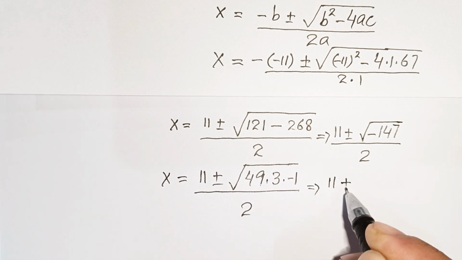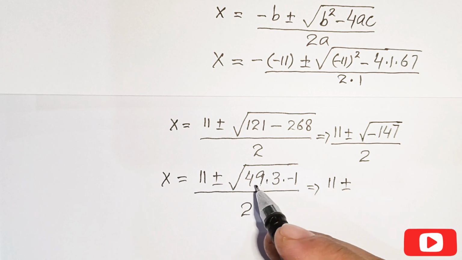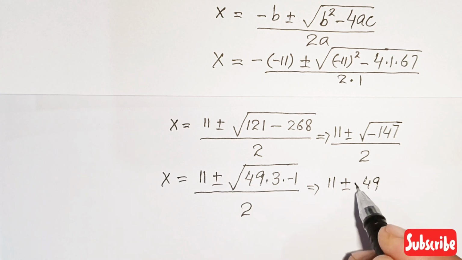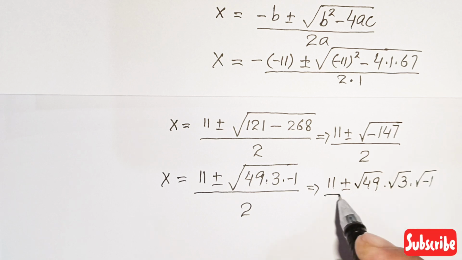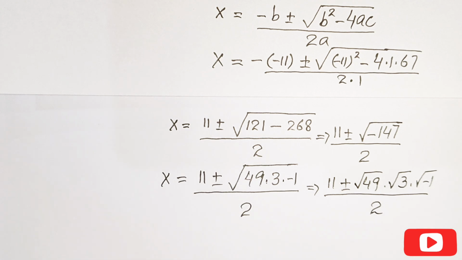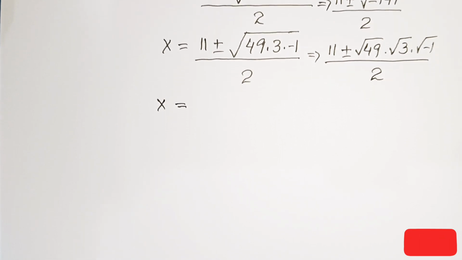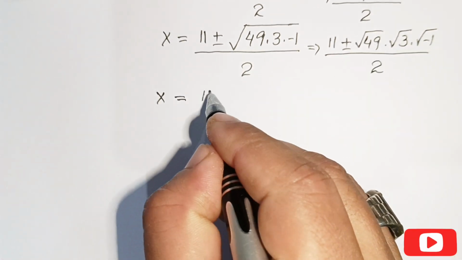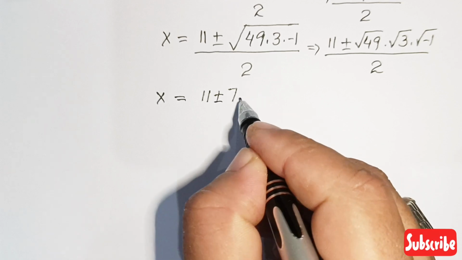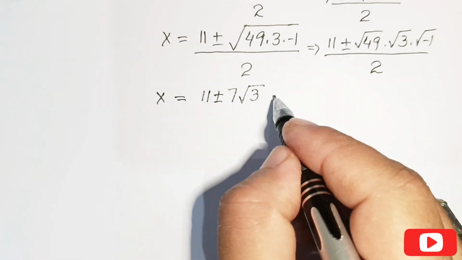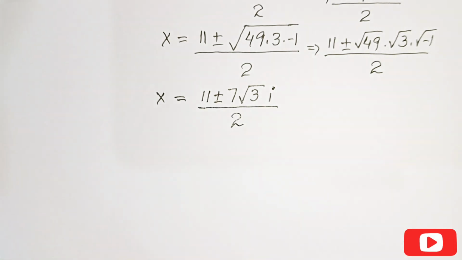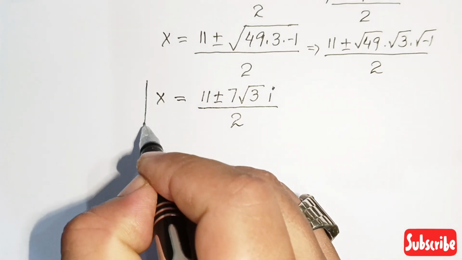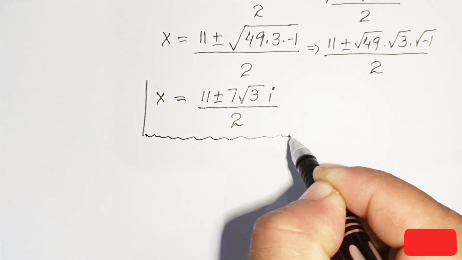Here we have 11 plus minus, if we just write separately, square root of 49 times square root of 3 times square root of minus 1, all over 2. Then we have the value of x equal to 11 plus minus square root of 49, which is 7, times square root of 3, and square root of minus 1 is equal to iota i, all over 2. Here we have two possible values of x, and we see that this solution is a complex solution.